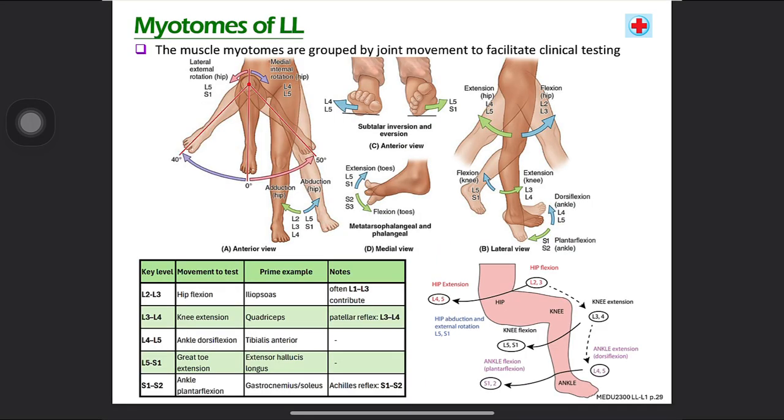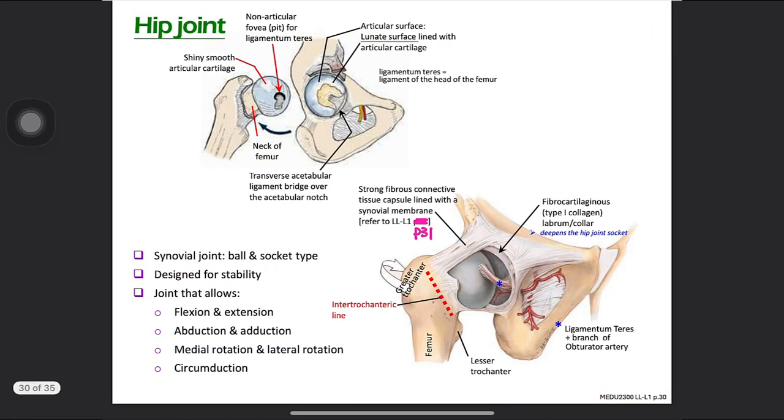So the myotome and the dermatome is what we are trying to check, like which particular spinal nerve that may be of trouble. So that forms the foundation, okay. Okay, then we move on to the hip joint.